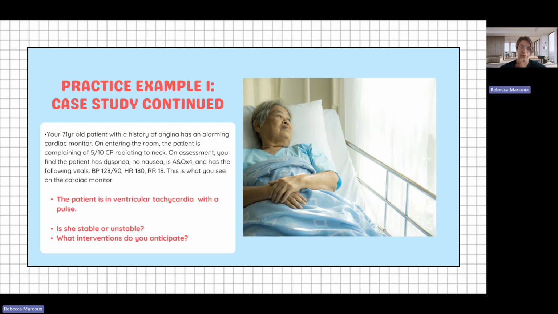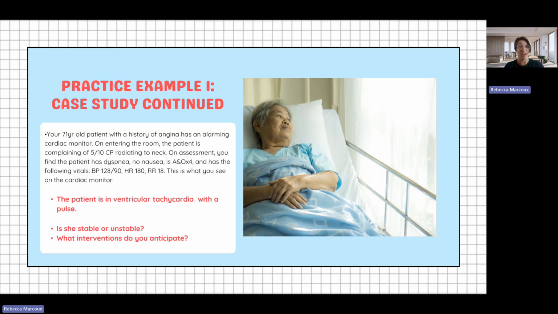It's really going to depend on what the patient looks like. Being that the patient's having chest pain, shortness of breath, and narrowing pulse pressure, I would call this patient unstable, at risk for deterioration. However, when we're anticipating interventions for this patient, it is really going to be physician dependent.